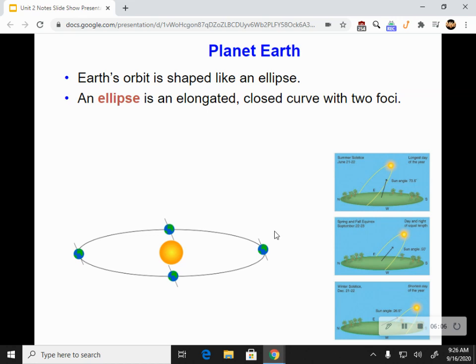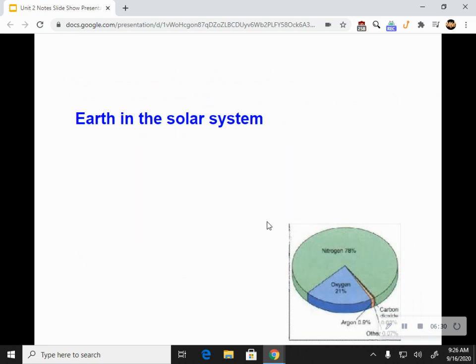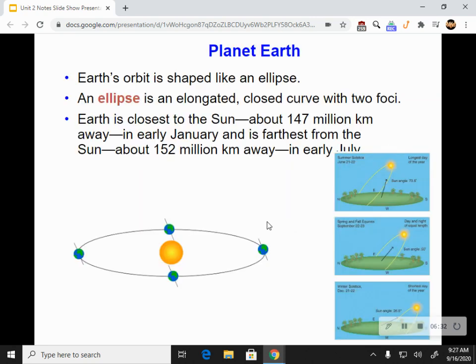So planet Earth has an orbit around it in the shape of an ellipse. An ellipse is kind of like an elongated circle. So this means that you'll have 2 points, and it will follow that elongated curve and come across those points. We have several points that we call it, but we'll get into that in our next one. The closest the Earth is to the sun is in early January, and the furthest away is in July.